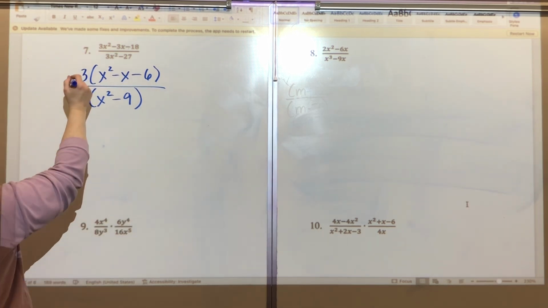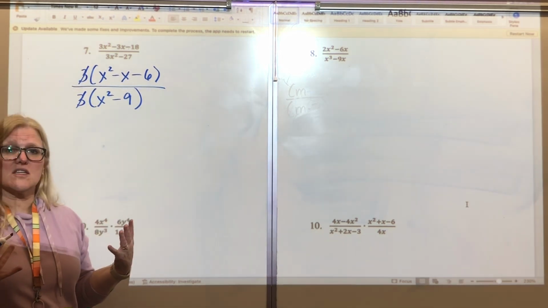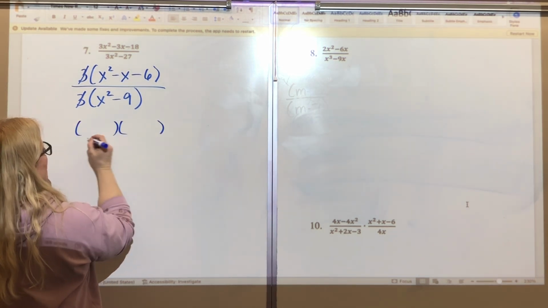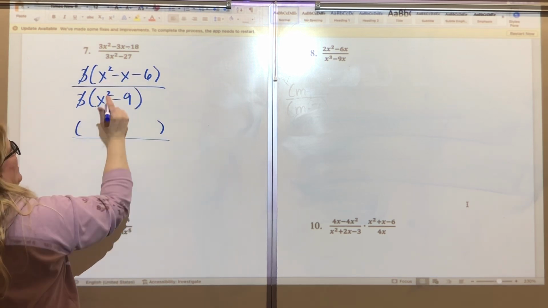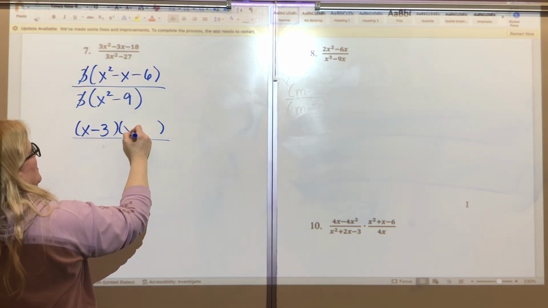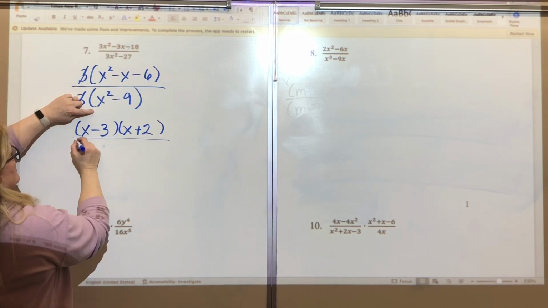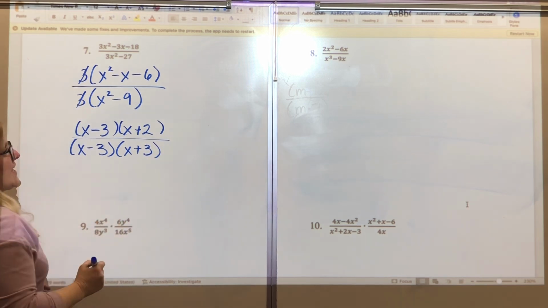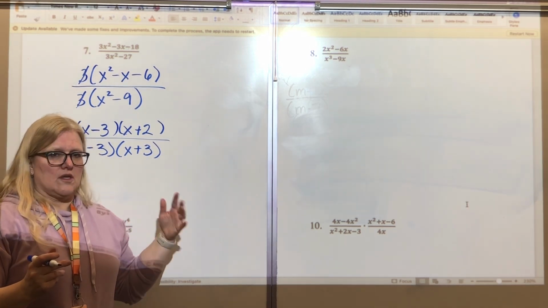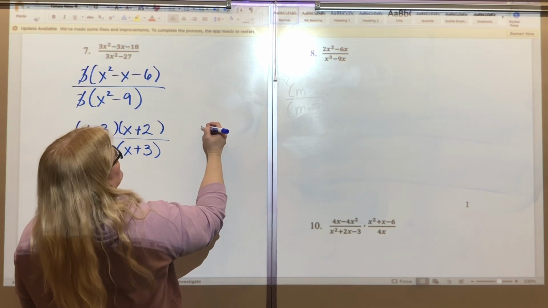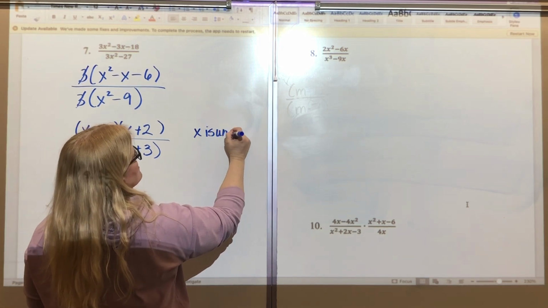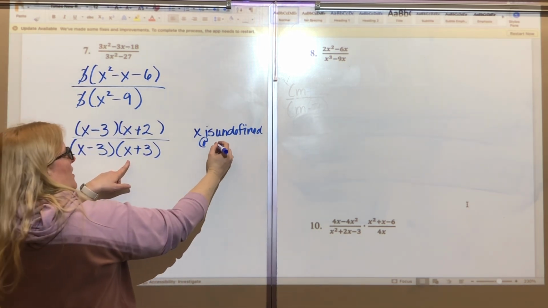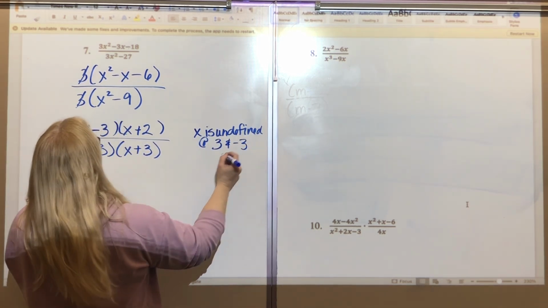Okay, so I see that I can cancel the 3's, and that's not going to affect what x and y can't be. All right? So this factors down to x minus 3, x plus 2, and this is x minus 3, x plus 3. Okay? And again, this part you don't have to know. All right? It's extra credit. So this x is undefined at 3 and negative 3.